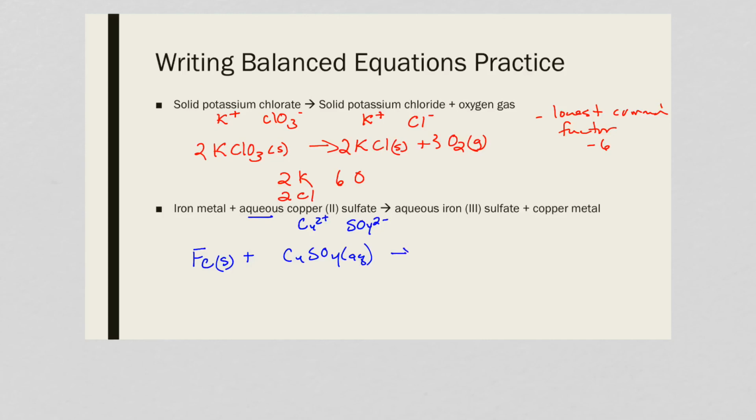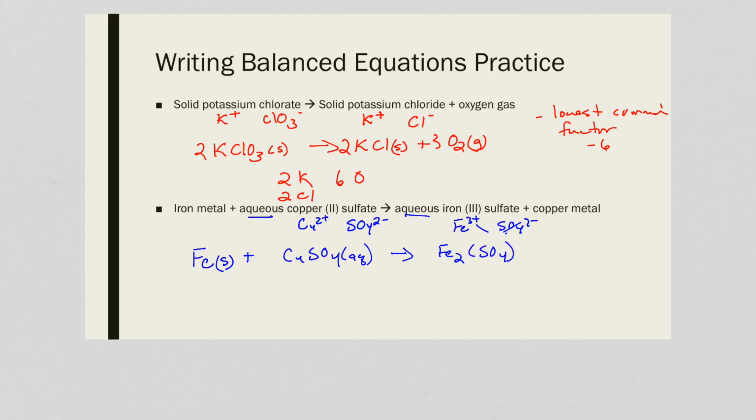Now on this side, we're going to have aqueous iron 3 sulfate. So iron 3, right, is iron 3 plus. Sulfate again, SO4 2 minus. So how do I write out this formula? Well, I have 3 and 2. I can cross over here. And so my Fe subscript becomes a 2. My sulfate subscript becomes a 3.